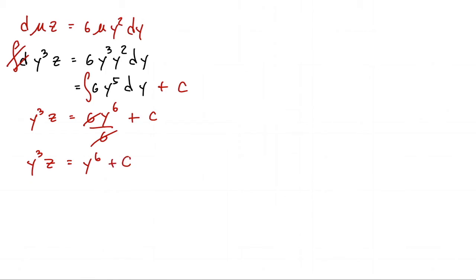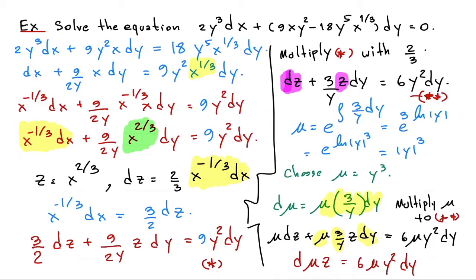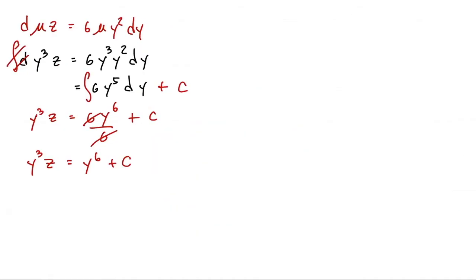But guys, don't forget that our z is actually x to the power of 2/3. So what we have here is y cubed x to the power of 2/3 equals y to the 6 plus c, and that is the answer.